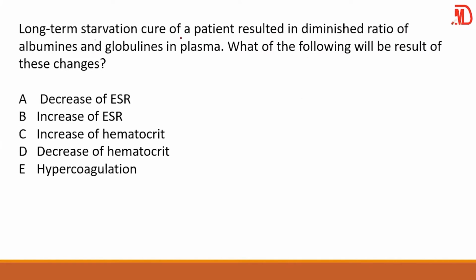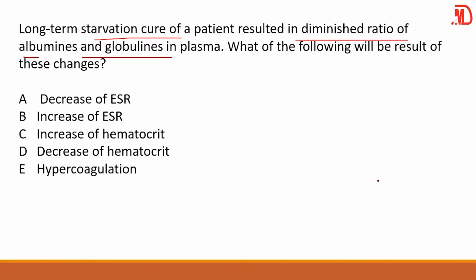Long-term starvation of a patient resulted in a diminished ratio of albumins and globulins in the plasma. Like we discussed in our previous presentation, low albumin level means there will be low oncotic pressure. However, the question is not about oncotic pressure. The question is about what? Erythrocyte sedimentation rate. When we say erythrocyte sedimentation rate, we are referring to the rate at which red blood cells will settle at the bottom in an hour.